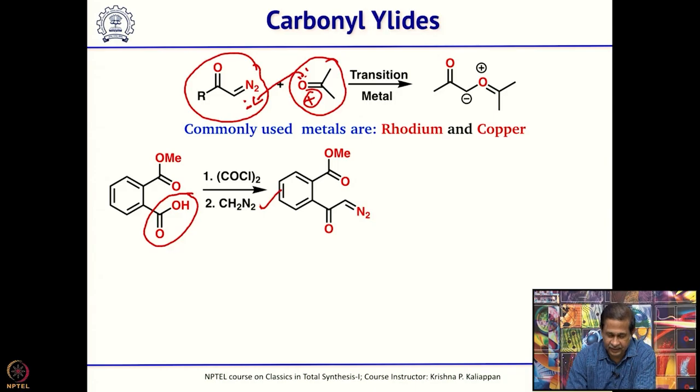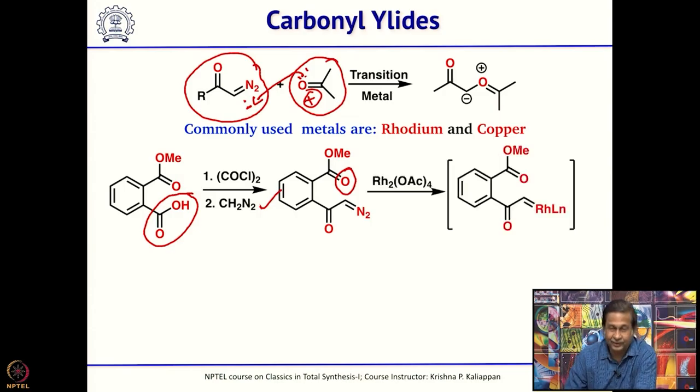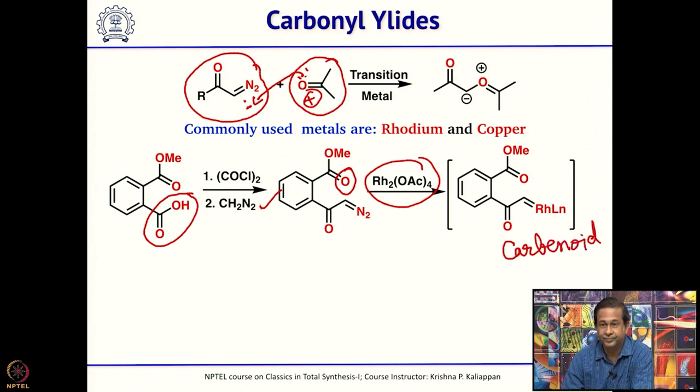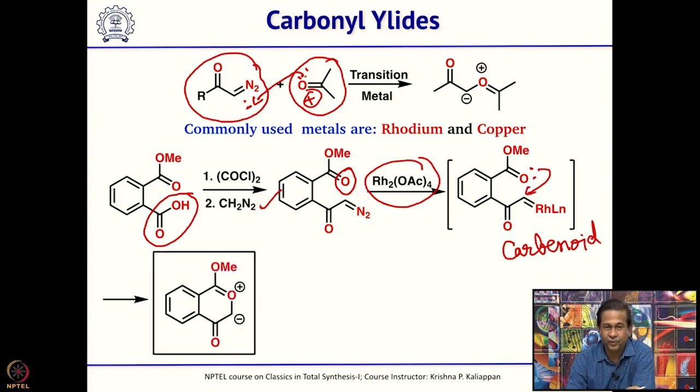Now if you look at this, it has a carbonyl group which is in the same substrate, and if you add a rhodium metal, dirhodium tetraacetate, it forms this rhodium carbenoid. Now what will happen? This is like a carbene, but it's not really a carbene, a rhodium carbenoid. Then immediately this lone pair can attack and then form the corresponding carbonyl ylide. Okay, so this is what it will form. Once the carbonyl ylide is formed, then you can do dipolar cycloaddition with various dipolarophiles.